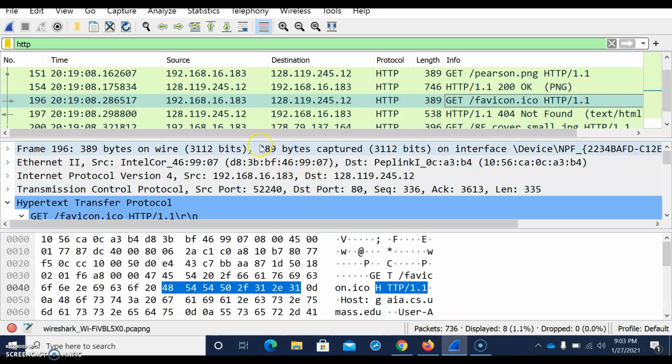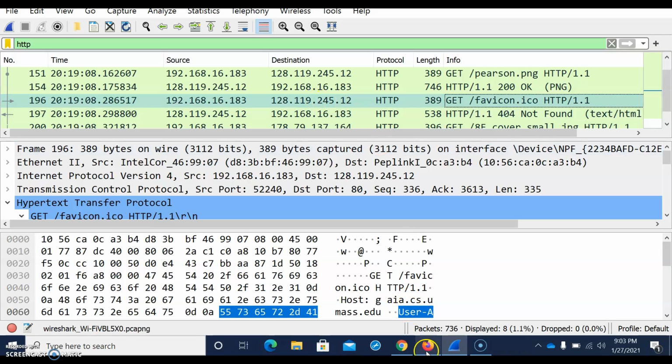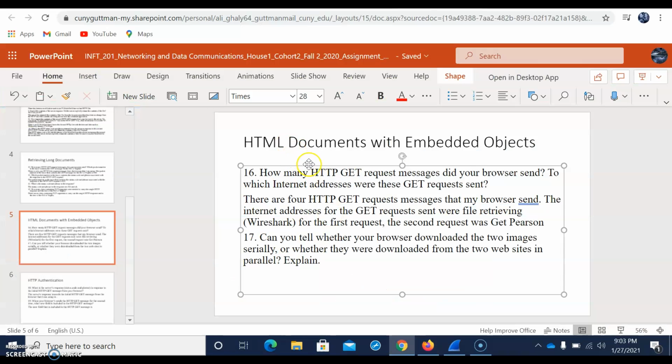I already put it in Wireshark, and for question 16, they're asking how many GET request methods there are in our path. There are 4 GET requests, and they're asking us what the internet did with the GET request sent. Okay, the internet addresses that were sent for the GET request.